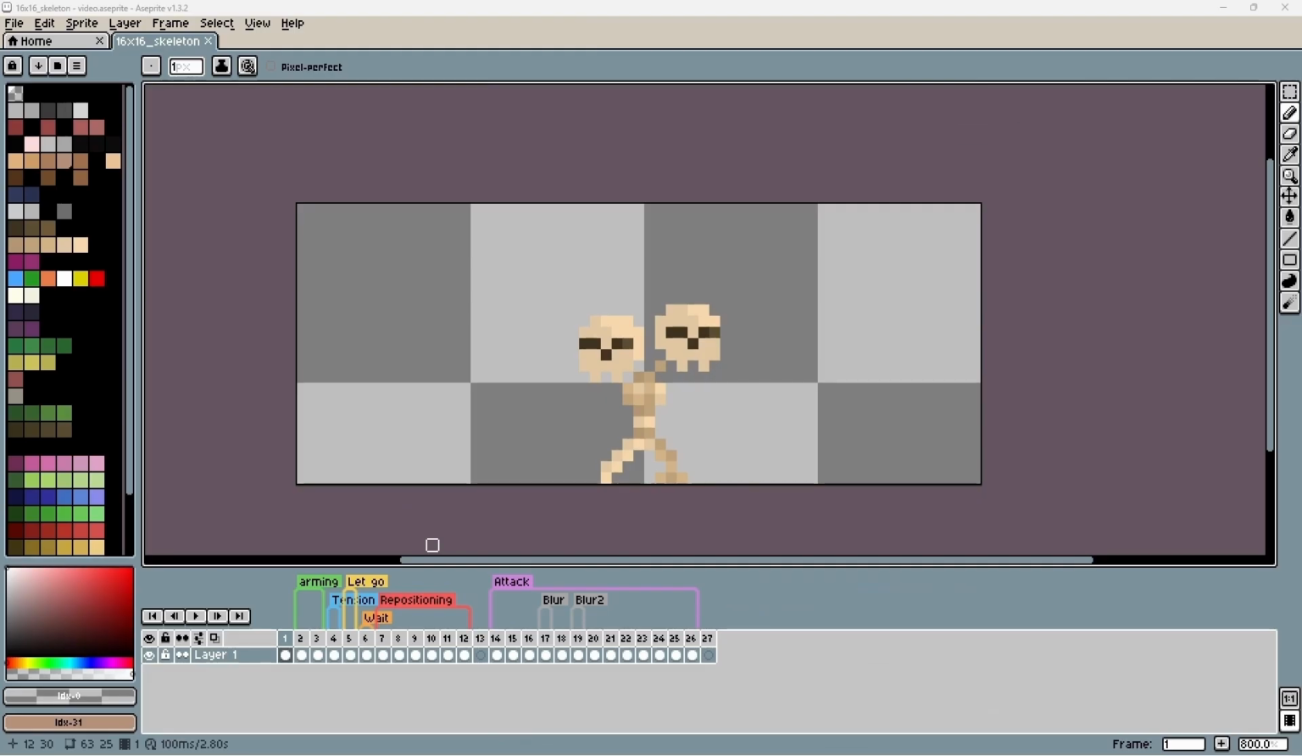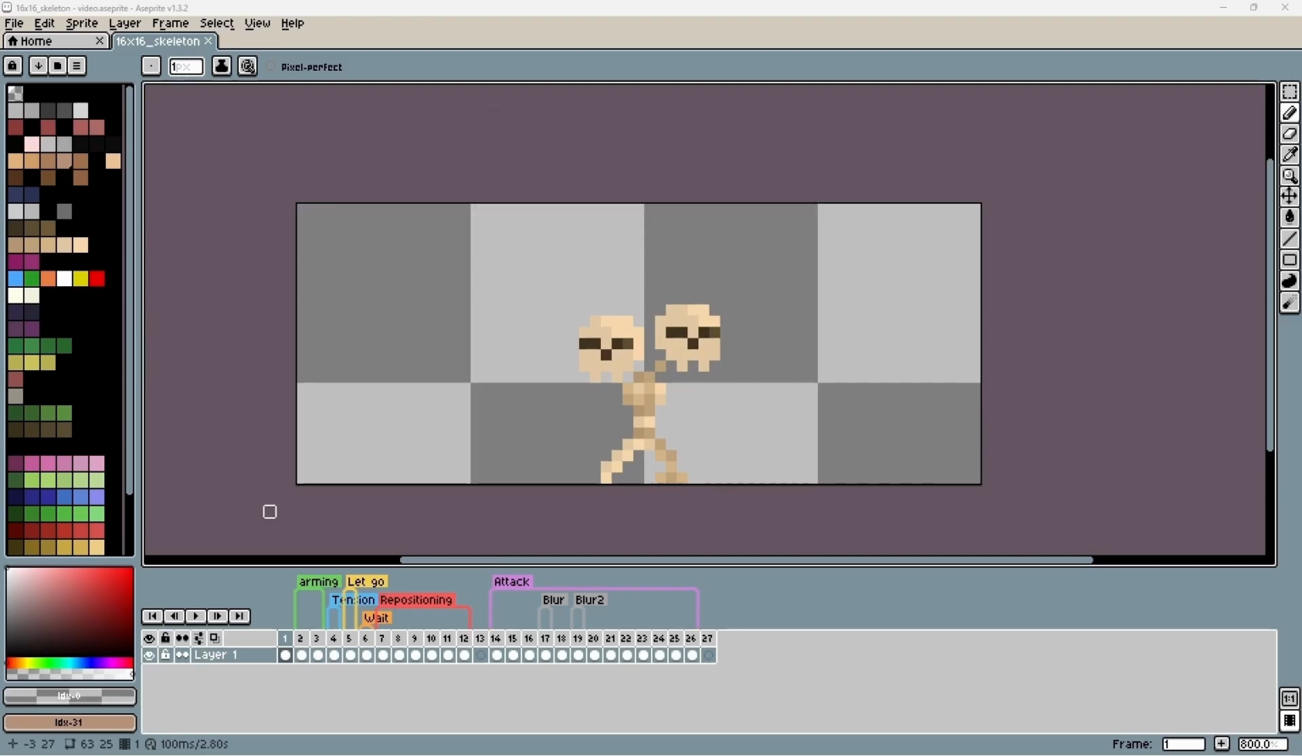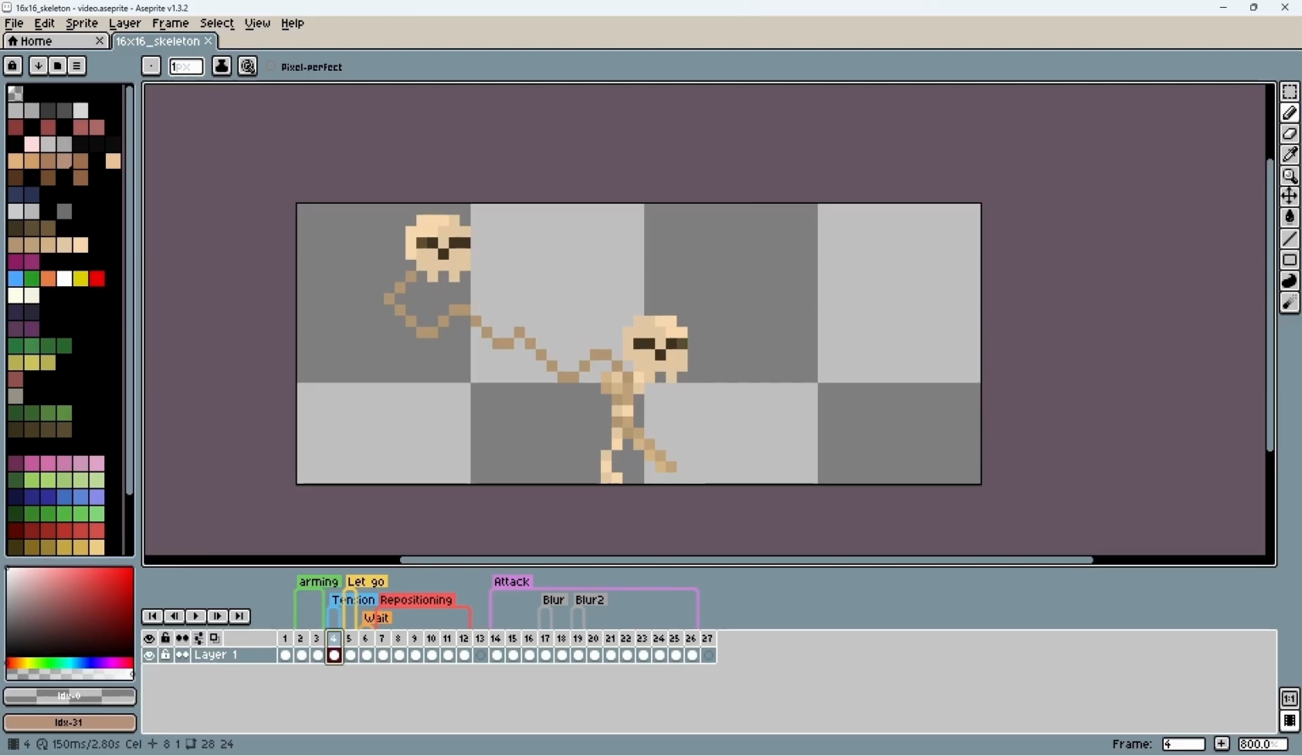Now, let's dive deeper and take a look at how I animate, using the skeleton as an example. The first step is to define the keyframes. The keyframes are the important moments in the animation, so you don't really need to draw everything precisely. And in this case, they're broken down into 5 categories. The first is arming. This is when the skeleton prepares to attack. So here it's a backward move, followed by a moment of tension.